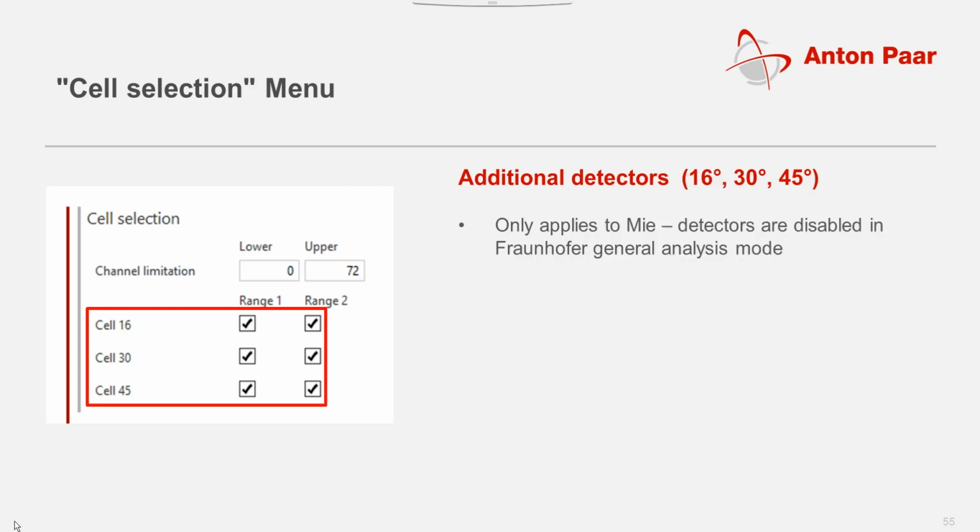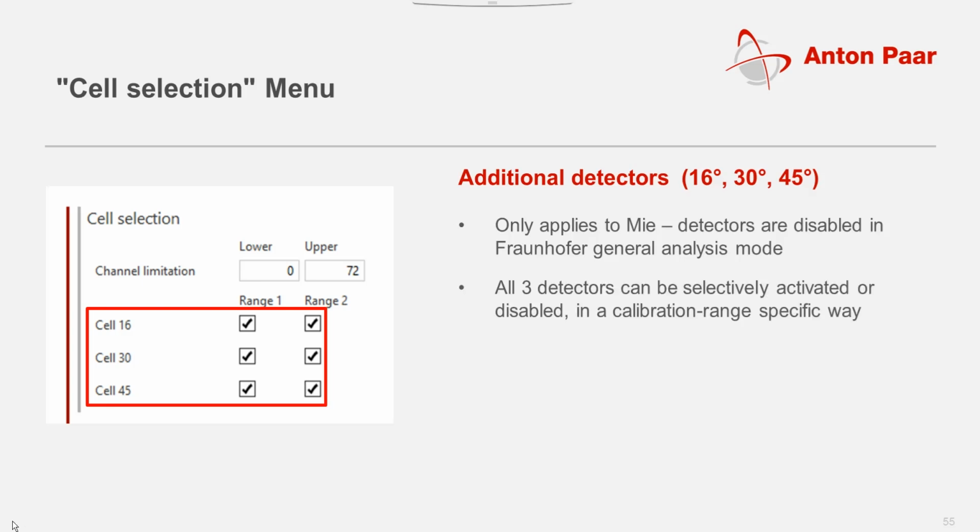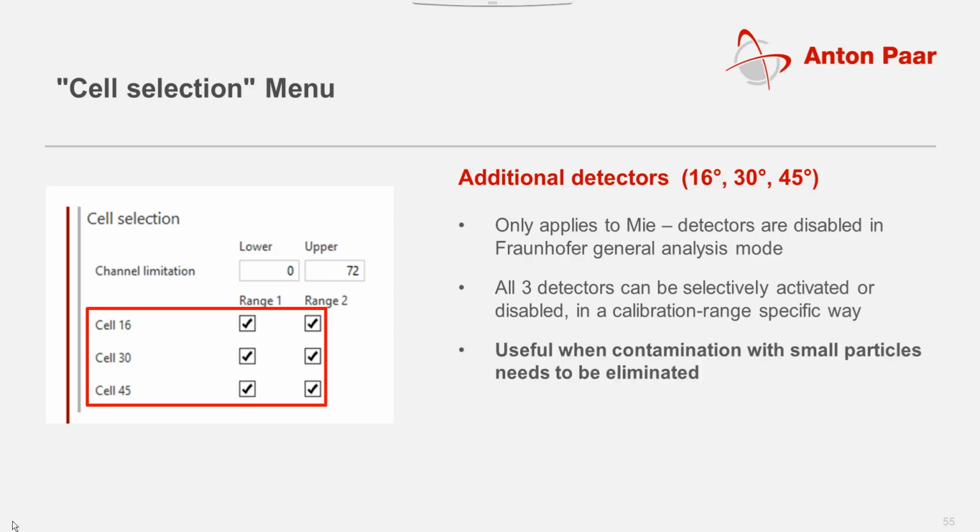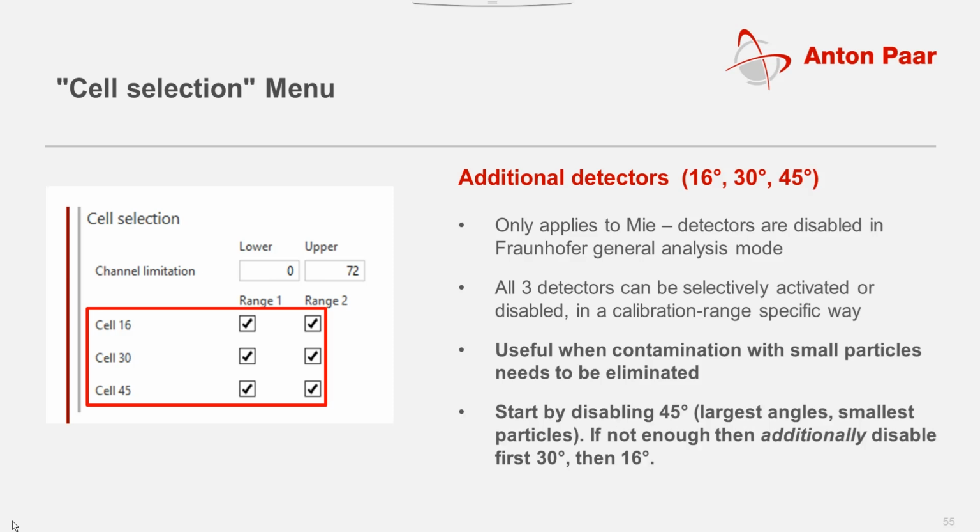This option is actually valid only when using the Mie approximation because no additional cells are involved in Fraunhofer. The activation is range specific and the cells can be deactivated in case you think that there are inconsistent signals in the small size range. You should start to disable the additional cell at 45 degrees. If not enough, then additionally disable first 30 degrees and then 16 degrees.